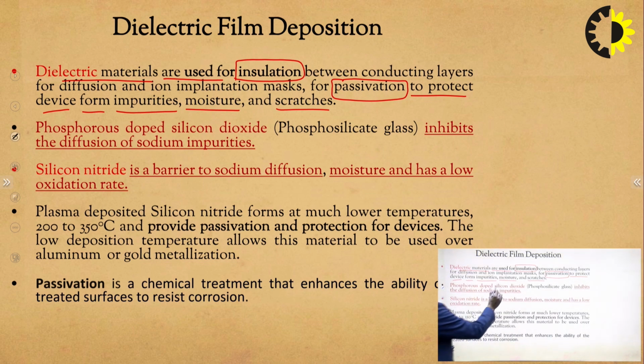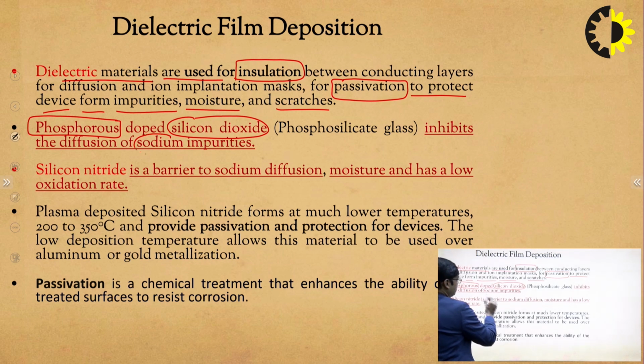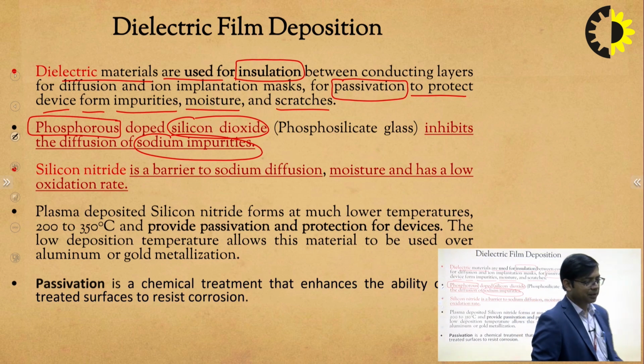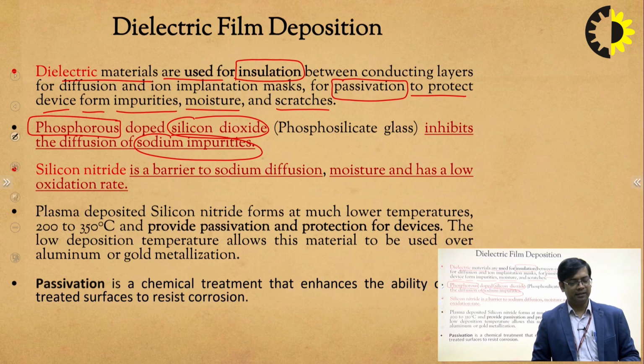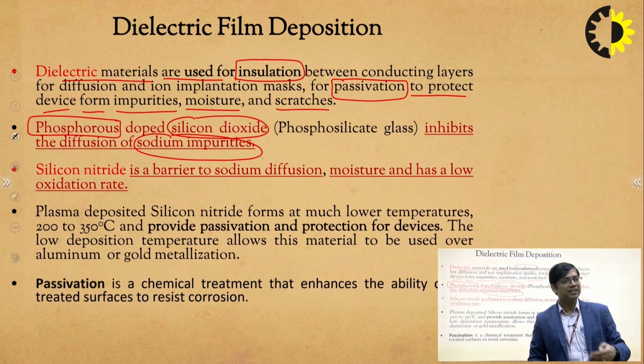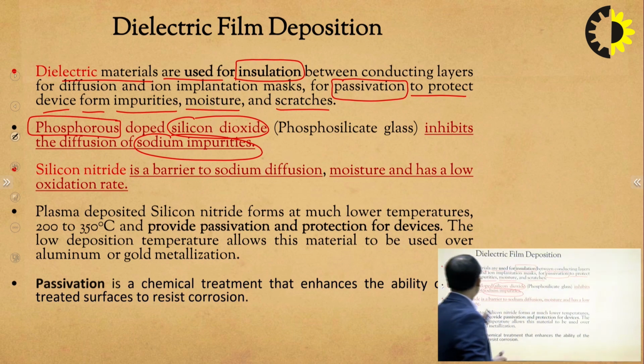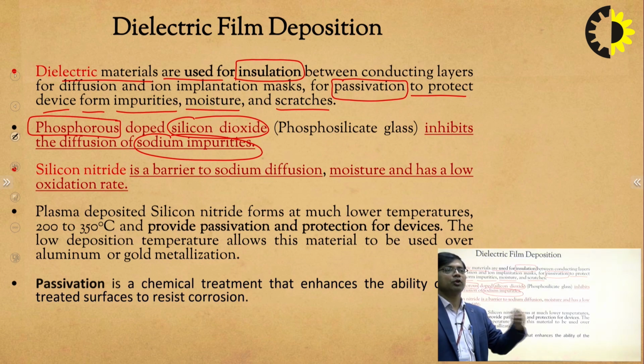Now, silicon dioxide is our dielectric material, right? So, if in a silicon dioxide material, phosphorus is added, it helps us in the stoppage of diffusion of sodium impurities. Like if in our environment where the fabrication is taking place, there are sodium impurities, there is a chance that these sodium impurities can get diffused into the wafer. So, to stop that, we can add phosphorus in our silicon dioxide layer. Then the silicon dioxide layer is more effective in stopping the diffusion of sodium impurities.